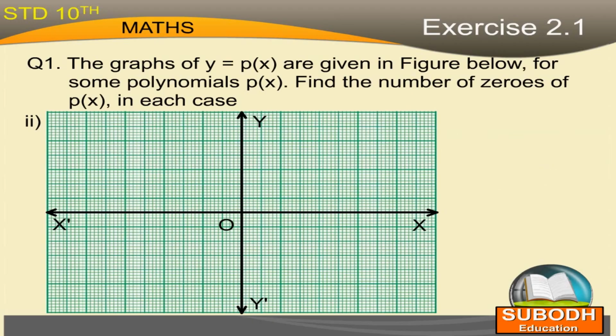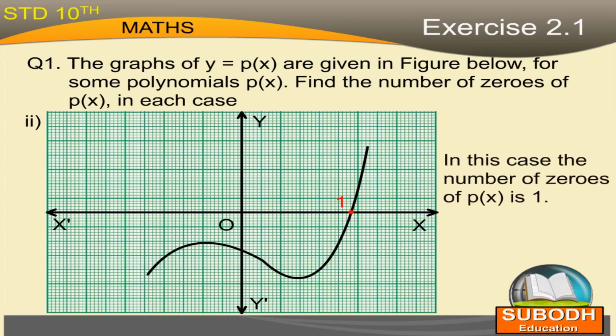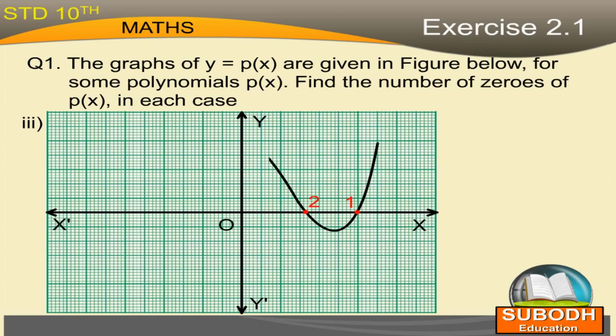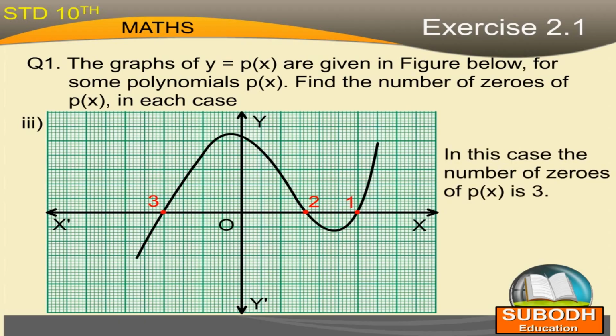Example second. The curve of polynomial p(x) intersects the x-axis in one point. Therefore, in this case, the number of zeros of polynomial p(x) is 1. Example third. The curve of the polynomial intersects the x-axis in 3 points. Therefore, in this case, the number of zeros of p(x) is 3.